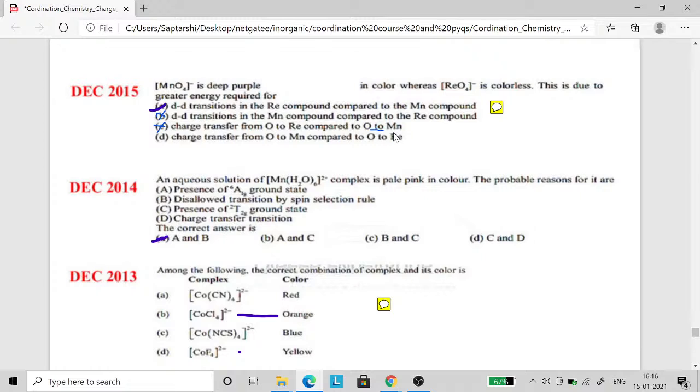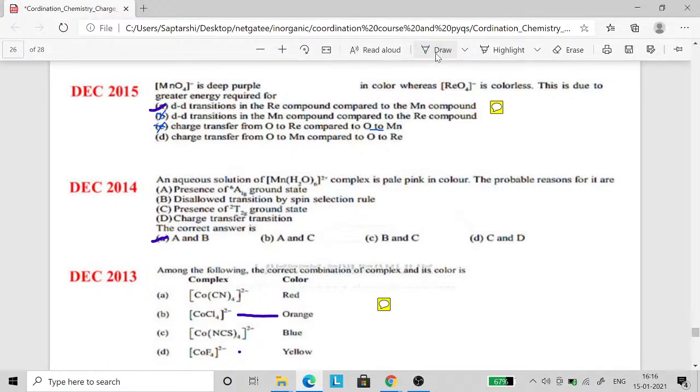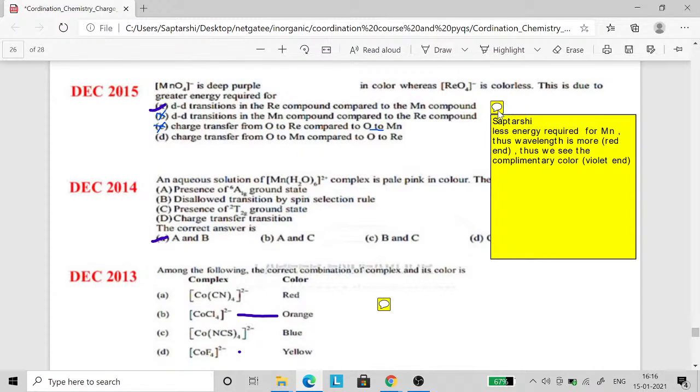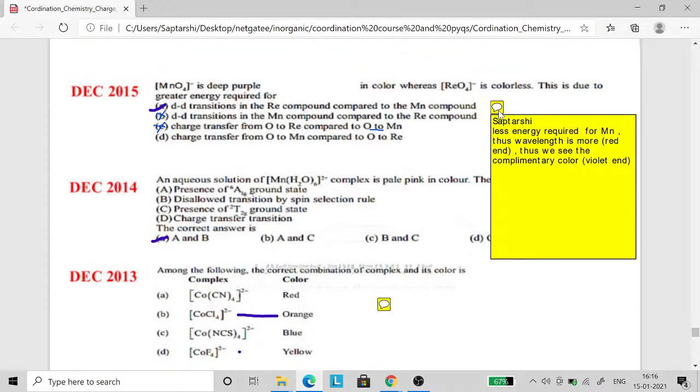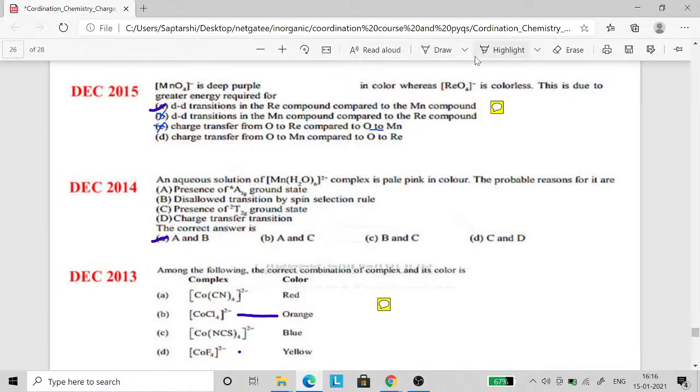Charge transfer from O to Mn compared to O to Re. Okay, so actually ReO4 minus undergoes a d-d transition, for which it has no color. Over here it says less energy is required for Mn, thus the wavelength is more red, and thus we see the complementary color, which is violet.